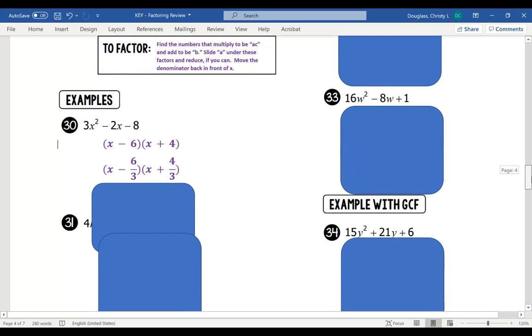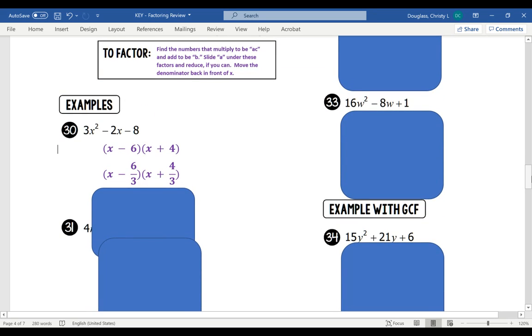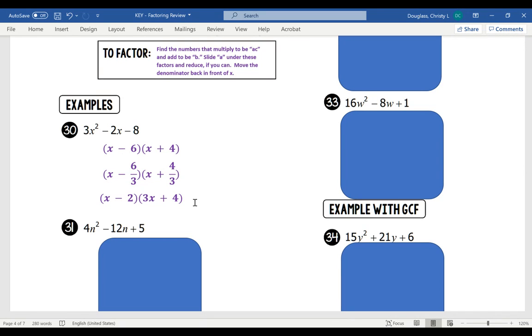Now, if you can simplify these fractions, you certainly should. And I can simplify 6 divided by 3. That's just 2. But I can't simplify 4 divided by 3. So I simply move the denominator back in front of this x. So this factor becomes 3x plus 4. In factors, we will not be leaving any fractions in our factors, generally speaking.